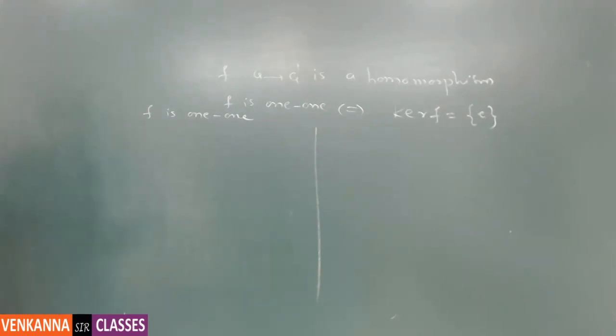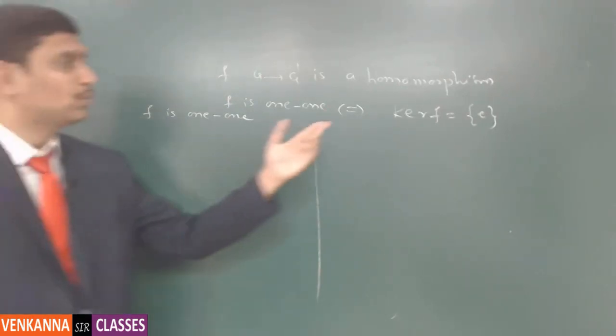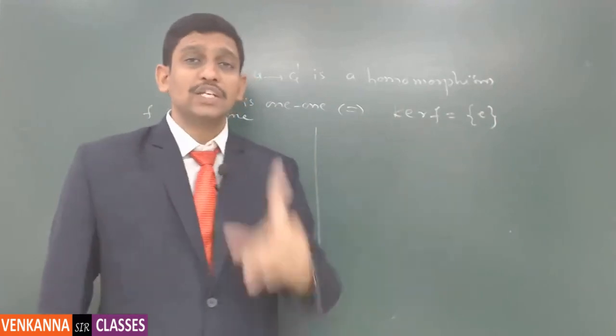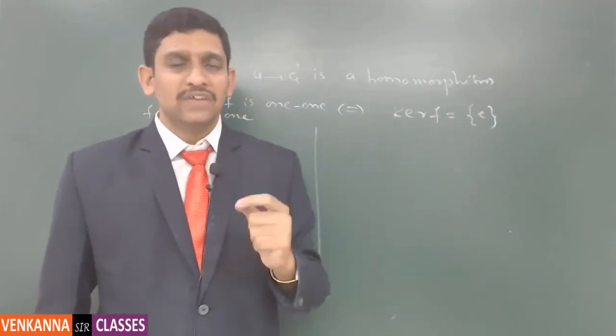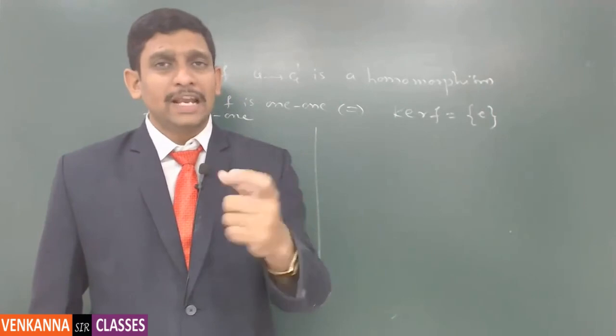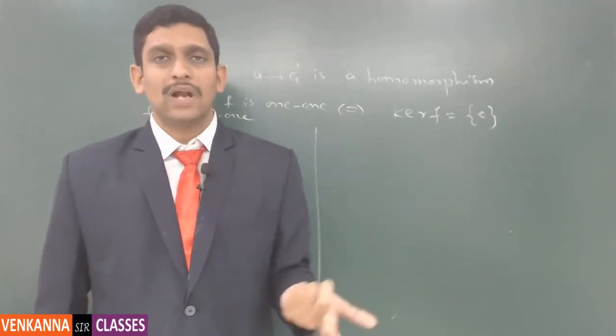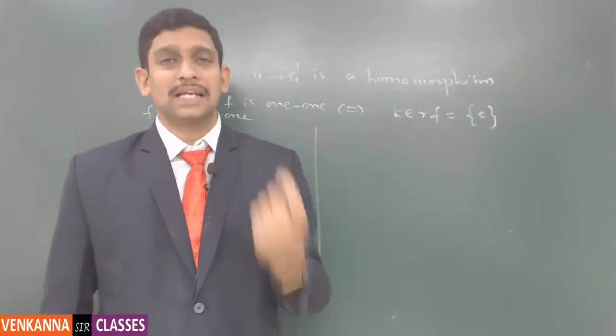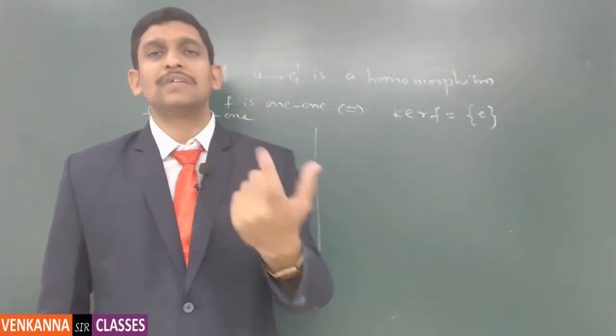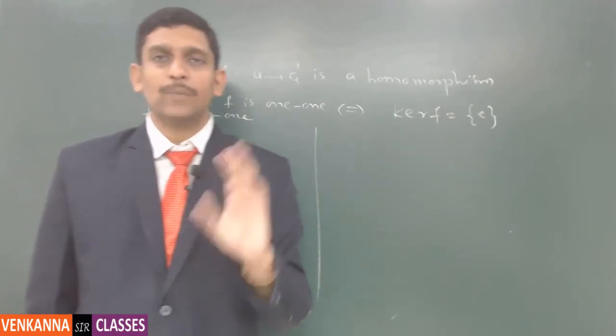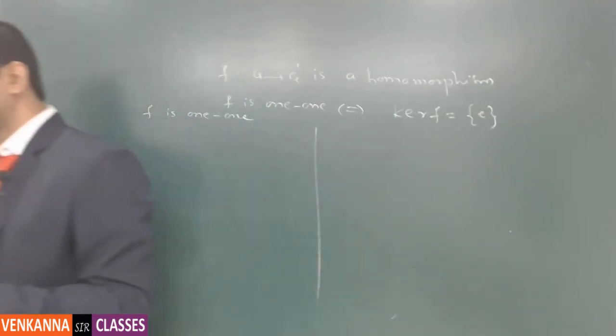Similarly, here also, to prove that kernel f contains only one element, every time I take an element from the kernel, it is becoming identity. So kernel f contains only one element, that is nothing but the identity. That is the motto behind this concept. Okay?